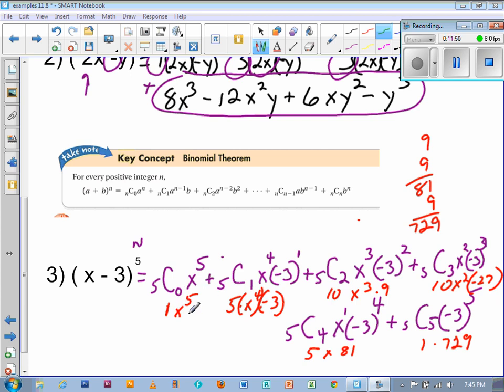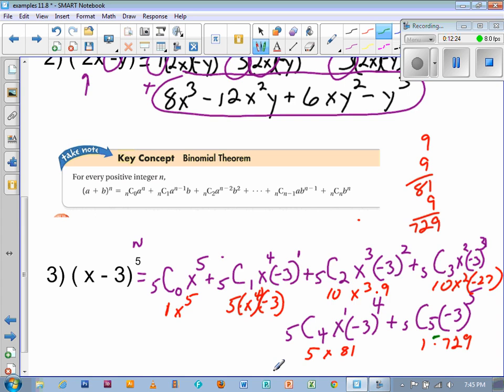Now what I did first was I converted all the combinations to actual numbers. You can see again they correspond with the Pascal's triangle. And then I simplified the exponents where possible. We got x to the fifth there still. Negative 3 to the first is negative 3. Negative 3 squared is 9. Negative 3 to the third is negative 27. And then we got 81 here. And that's 5. And then that's 729. And that should be a negative there because we end up with 5 negatives, which makes this sign negative.